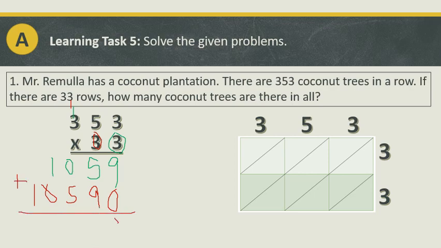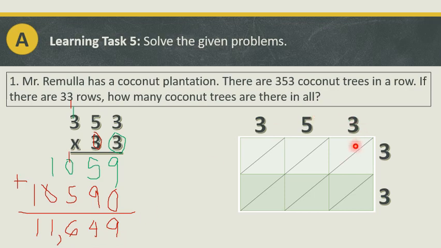So, 9 plus 0 is 9. 5 plus 9 is 14. Carry 1. So, 5 plus 1 is 6. 1 plus 0 is 1 and bring down 1. So, ang answer natin is 11,649. So, try natin siya using lattice method.